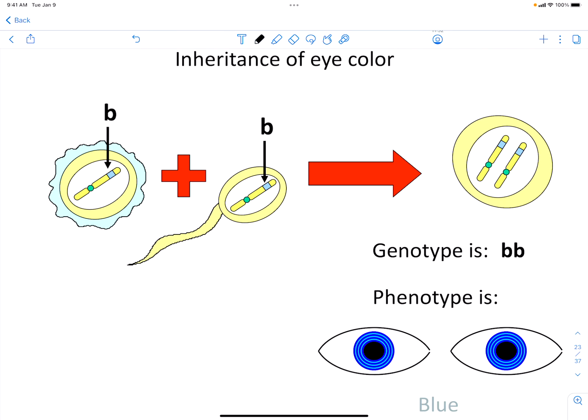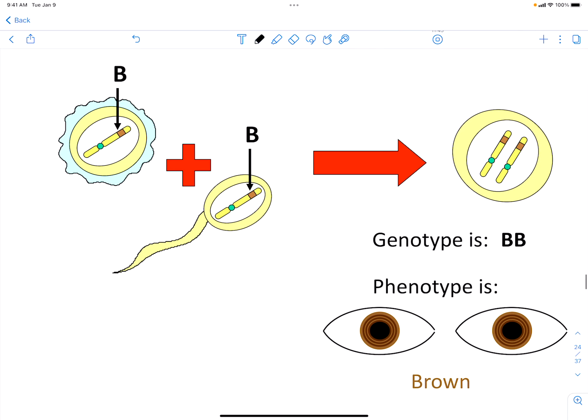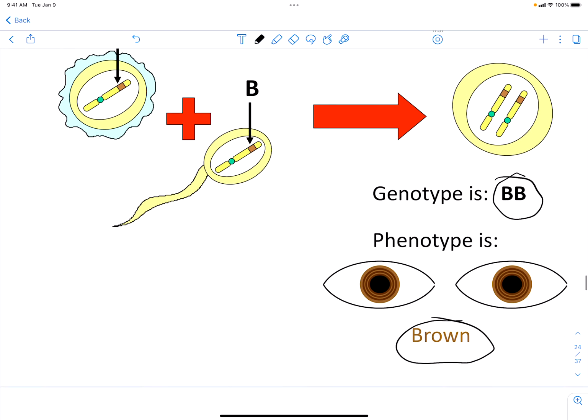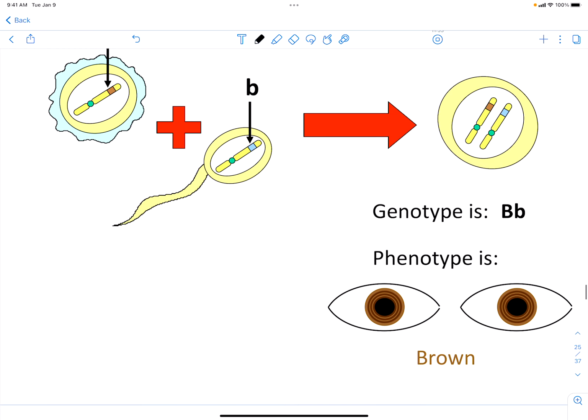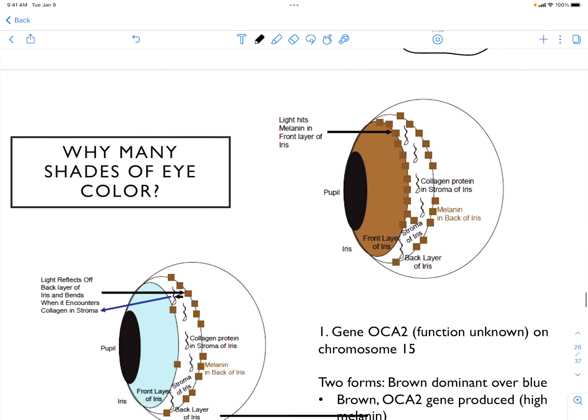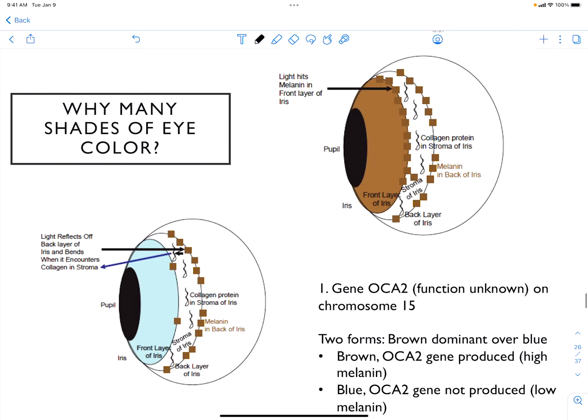So inheritance of eye color is going to be blue versus brown. So in this case, egg with a little b fused with a sperm with a little b, and so we're going to have a genotype of bb, which is going to be blue. And in the opposite case, this is large B, so this is going to be brown. Very straightforward. And remember that brown is always going to be dominant, and so if you have a heterozygote, you're going to get brown.